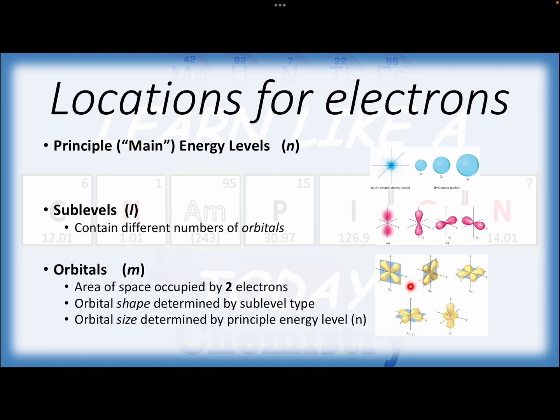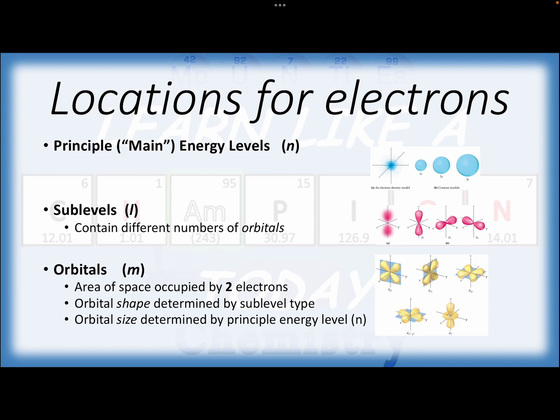D sublevels can hold 10 electrons, so that means 5 orbitals, and so you can see things start to get a little more interesting. You get these flower-shaped orbitals that usually lie in between the axes, and then you get this kind of strange-looking one here. And then F's, we're not even going to try and draw those. There are a total of 7 of those orbitals, and again, they get very strange-looking for the F orbitals.